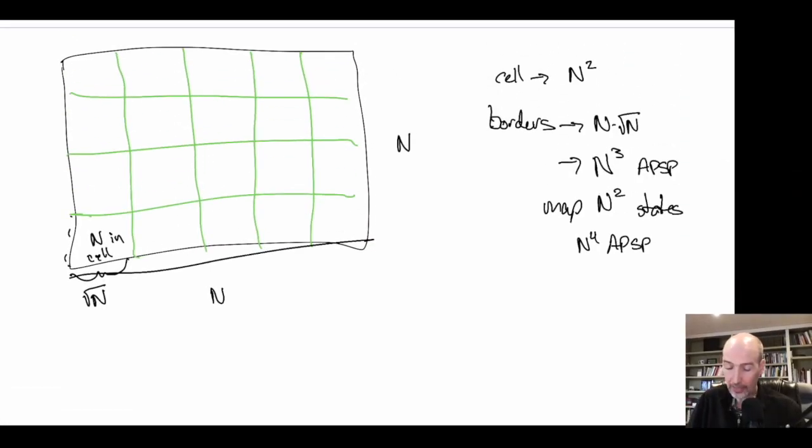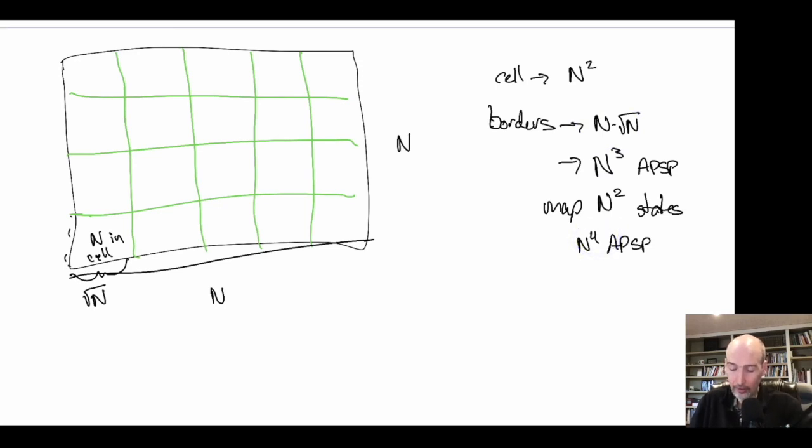So by just breaking up the map here and having a distance to all states on my border, plus a distance between all border states in a grid map, I'm already able to reduce, if I think about the number of states on the border, it's going to be n times the square root of n, or n to the 1.5, and squaring that is going to be n cubed states in the all pair shortest path, and that already gives me a savings over all pair shortest paths.